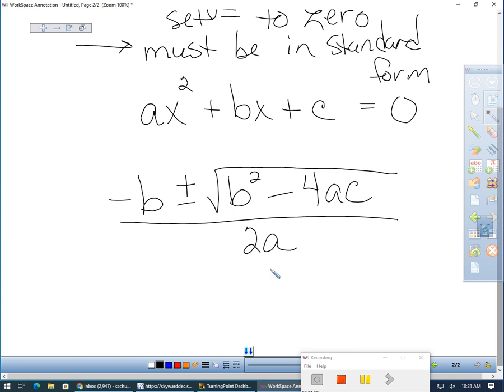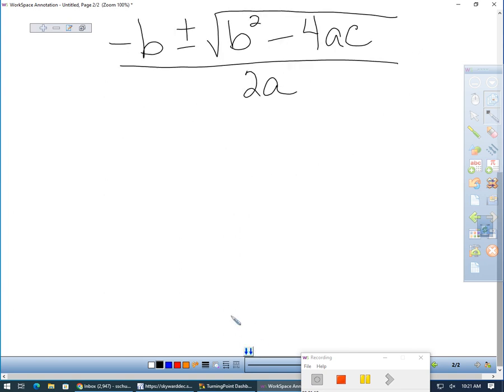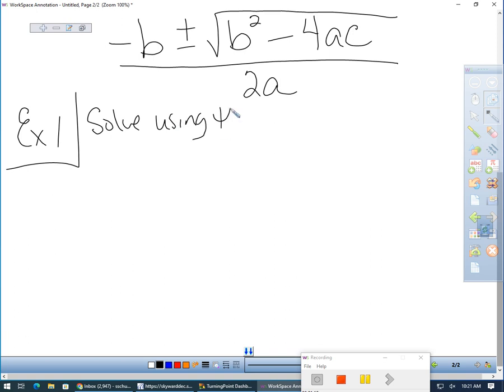Yes. It's going to be fine. All right, so here's how we use it. I'm going to start example number 1 and how we use it. So here we go. Example number 1. I want you to solve using the quadratic formula.